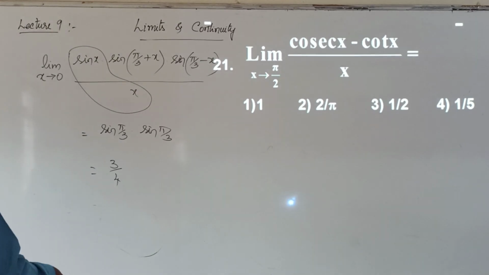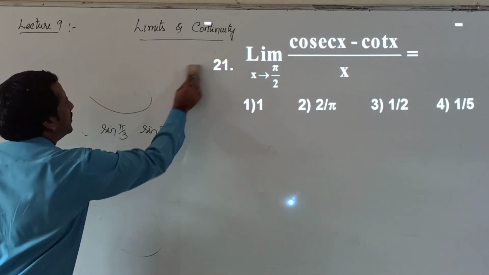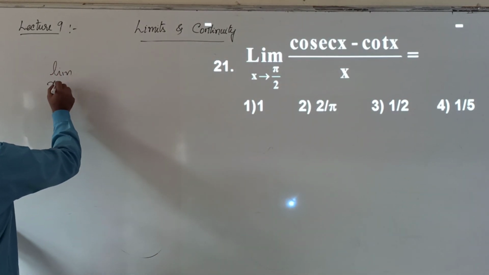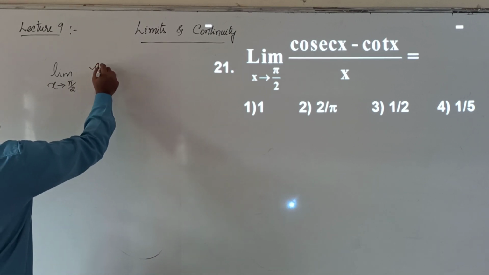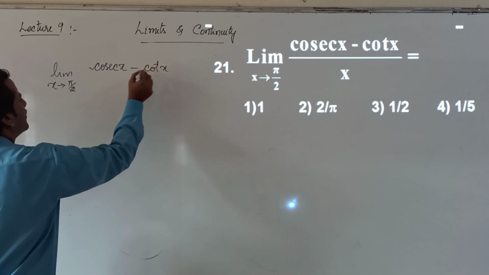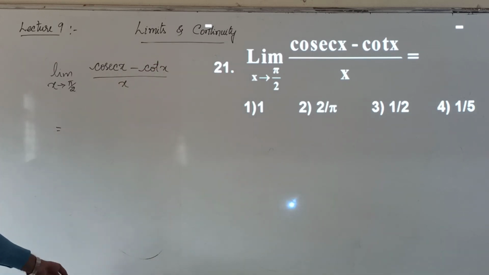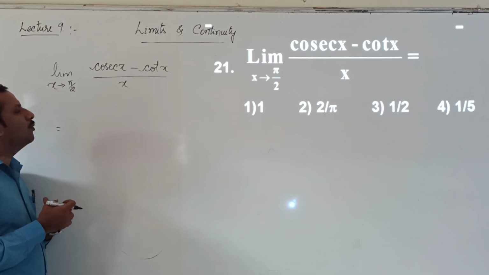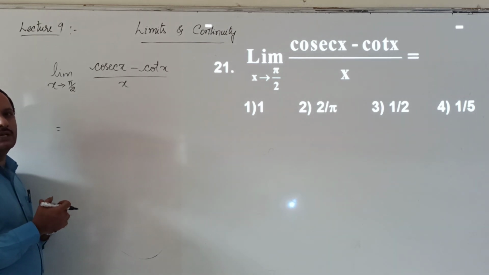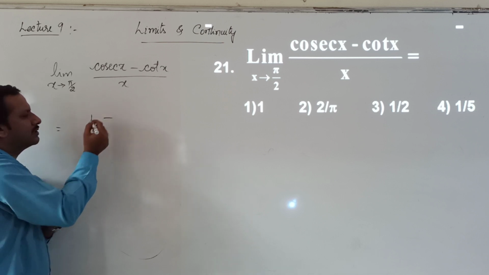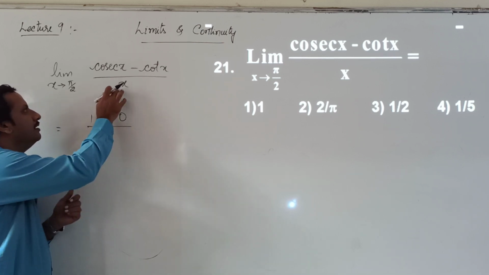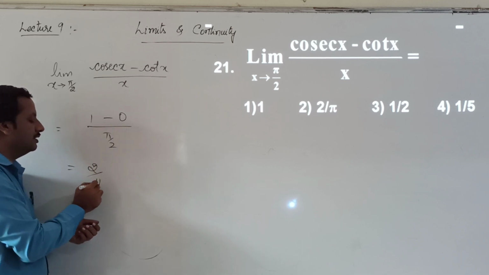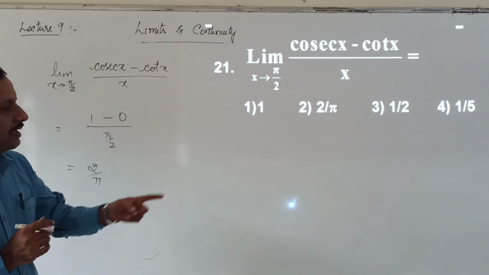Okay. Next question. 21st. Limit x tends to pi by 2, (cosecant x minus cot x) divided by x is equal to. Okay. See now, if I directly apply the limit, what happens? What is the value of cosecant pi by 2? Cosecant pi by 2 is 1, minus cot pi by 2. Cot pi by 2 is 0, divided by pi by 2. Okay. It's not x tends to 0, it's x tends to pi by 2. So 1 minus 0 is 1 by pi by 2. So answer is 2 by pi, which is the second option.